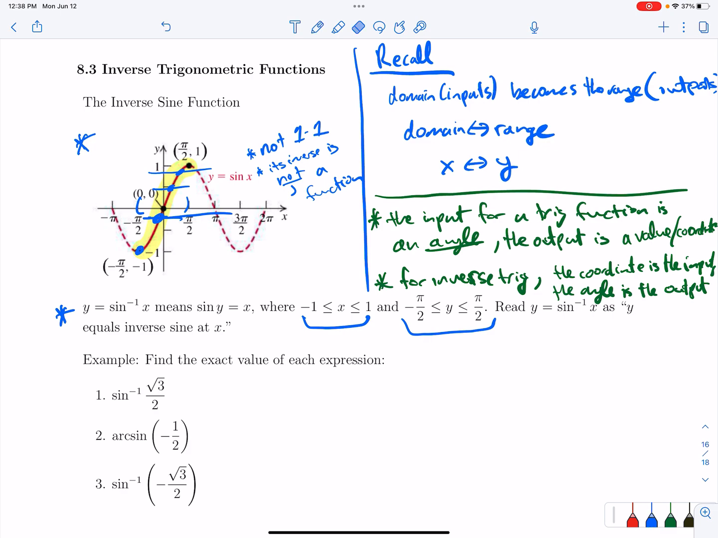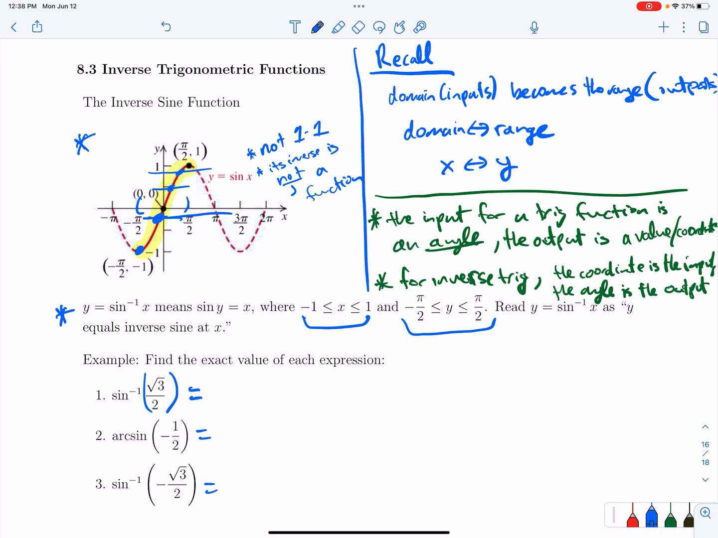This example says, find the exact value of each expression. So one last thing I want to hammer home. The first thing we said was the inputs and the outputs swap places. So we are no longer inputting an angle into the inverse trig function. We're inputting a coordinate or a numerical value, and the output is an angle. So since these are all inverse functions, we want the output to be an angle.